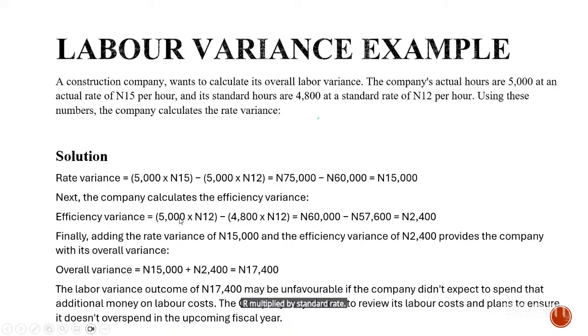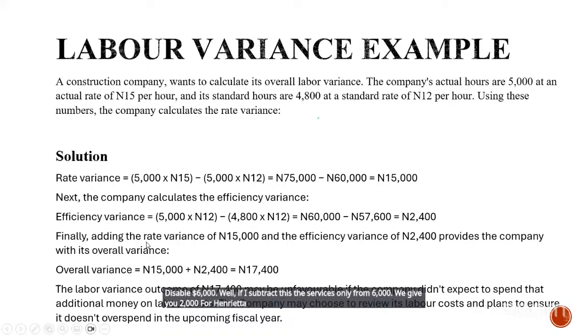So 5,000 actual hours multiplied by 12 naira standard rate equals 60,000 naira. Then we have standard hours of 4,800 multiplied by the standard rate of 12 naira, which gives us 57,600 naira. So by the time you subtract this 57,600 from 60,000, it will give you 2,400 naira.